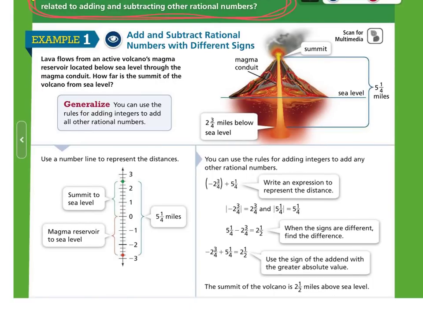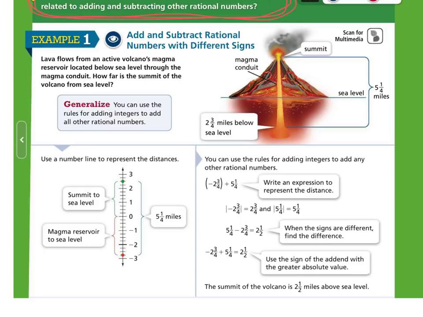Example 1. Lava floats from an active volcano's magma reservoir located below sea level through the magma conduit. How far is the summit of the volcano from sea level? Okay, besides the fact that there were a whole bunch of extra vocabulary words in there that relate to volcanoes, what we're really looking for here is how far apart are the summit of the volcano and where that lava is activated below sea level.